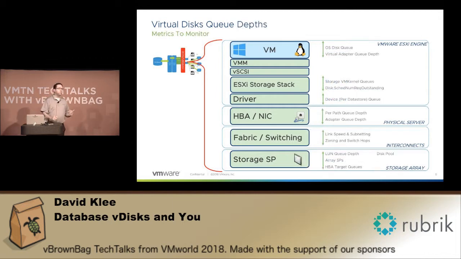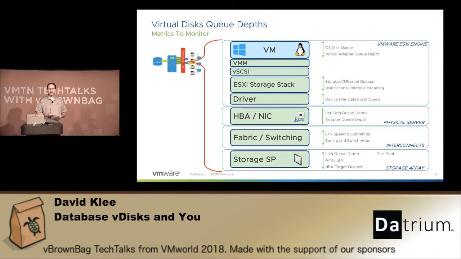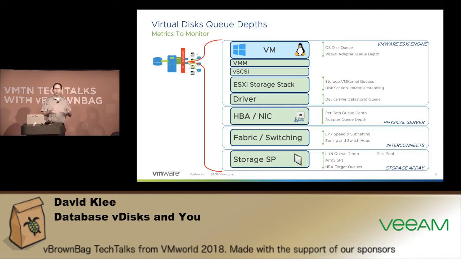If you want the specific metrics to monitor, at the virtual machine layer, it's the operating system disk queue. You've got the virtual adapter QDEV. Inside the ESXi layer, storage VMkernel queues, and a big one, DSNRO, or Disk Sched Num Req Outstanding. Say that three times fast, right? At the HBA, you've got the per-path QDEV. You've also got the adapter QDEV. And inside the fabric and networking, whatever you've got there: link speed, full duplex, half duplex, subnetting, all the overhead involved with latencies back and forth.